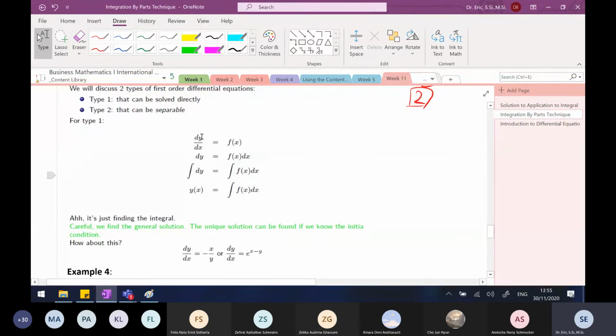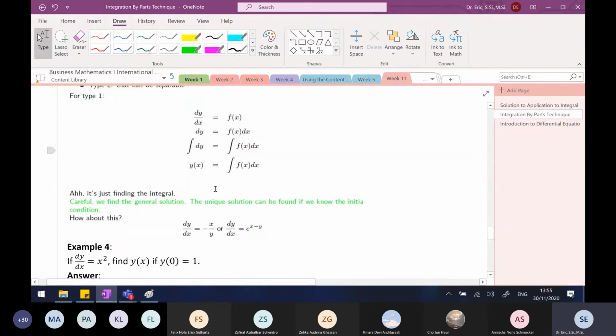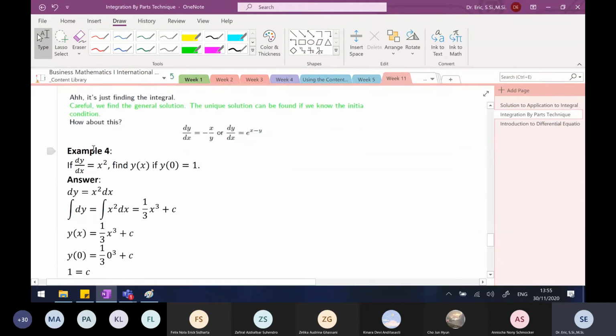Like this. If you have dy/dx equals f(x), I can multiply, dy equals f(x) dx. So I can integrate both sides. The integral of dy is y, a function of x, equals the integral of f(x) dx. So you can do this directly. But sometimes you won't have this. You will have to use what we also call the separation of variables technique. This example is for the direct method.